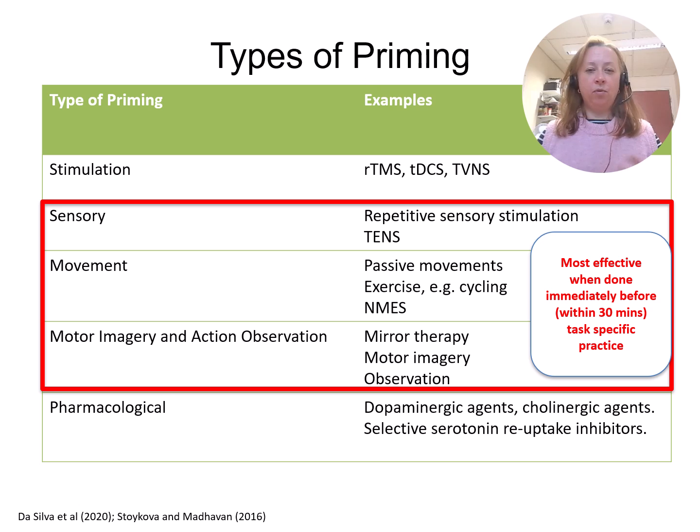What's really important about all of these priming tools is that they are effective when they are done immediately before task-specific practice. So they're not standalone interventions, and they're not helpful if they're just done completely separately to the main practice. So what we are trying not to have is a patient just using them as a separate intervention at home and not then practicing the tasks that they're trying to learn immediately after. So that practice needs to be really close.